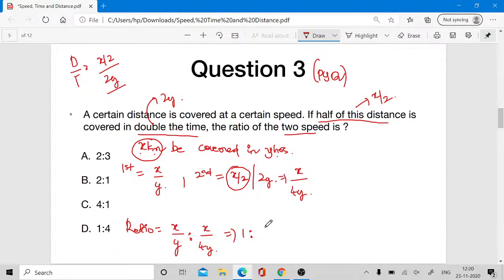This is basically 1 is to 1 by 4, right? So what will my ratio be here? It is 4 is to 1, right? My ratio is 4 is to 1, which is option C.